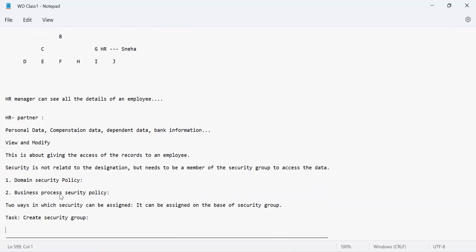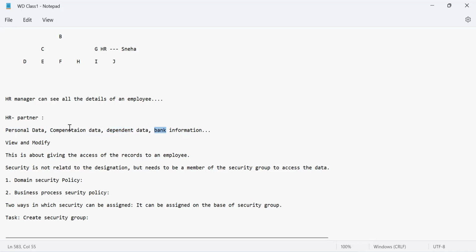Now, when we talk about data security, data security is basically dependent upon functional areas, guys. We will understand what a functional area is later, once we have understood the concept of security groups and other parts. But in a functional area, you will have data related to personal data, compensation data, dependents, bank information. So these are all your functional areas.